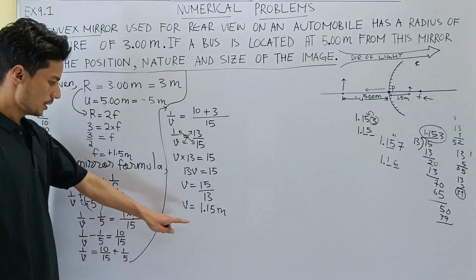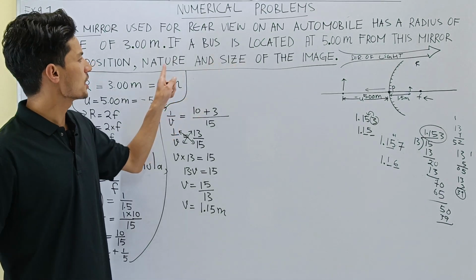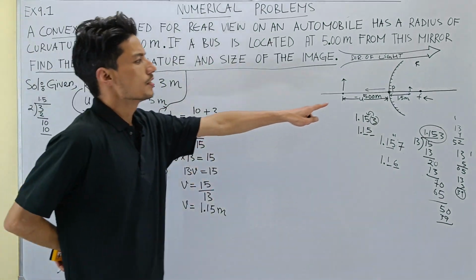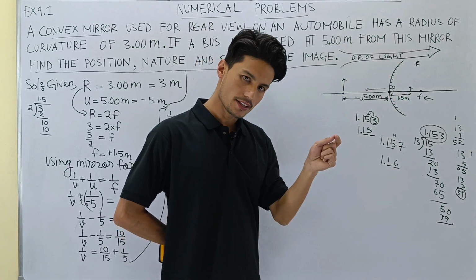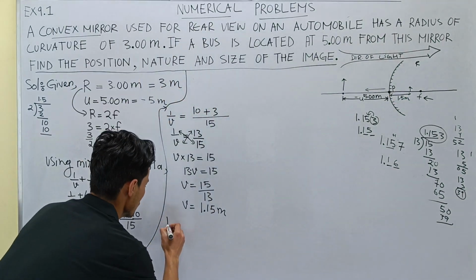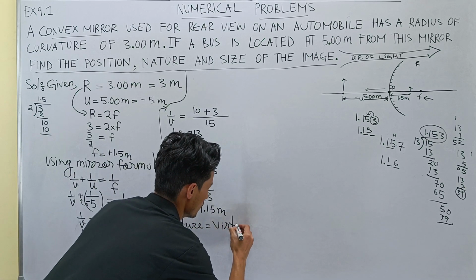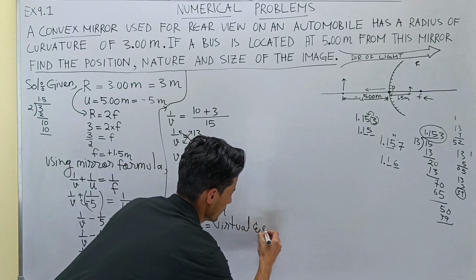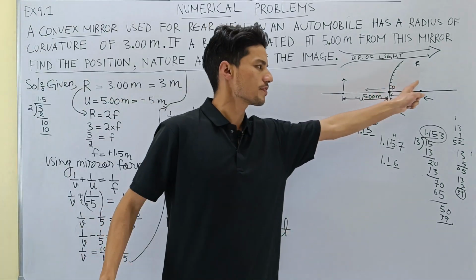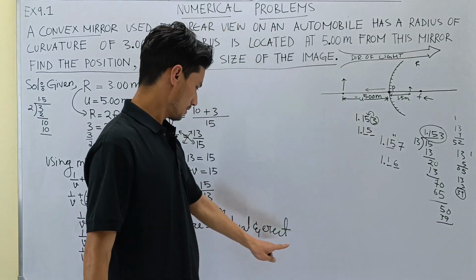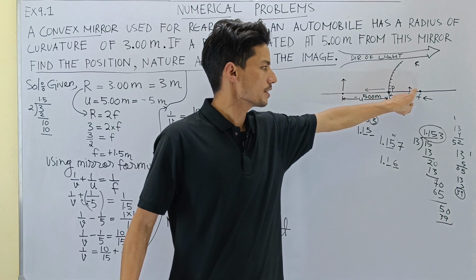Now we are done with the image position. Now we have to find the nature and the size. Well, this is a convex mirror. For convex mirrors, the nature is virtual and erect. So you can just write here, nature is equal to virtual and erect. This will do, because convex mirrors give us a virtual and an erect image. The image is above the principal axis, so it is erect.